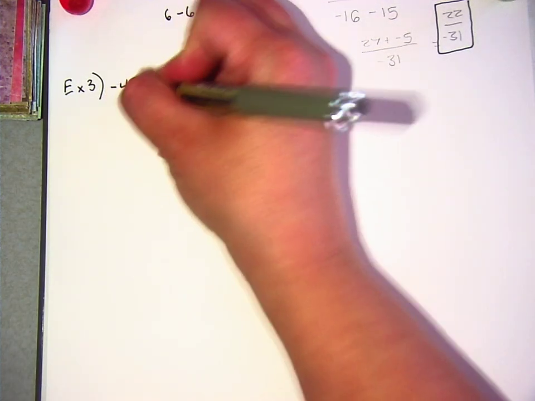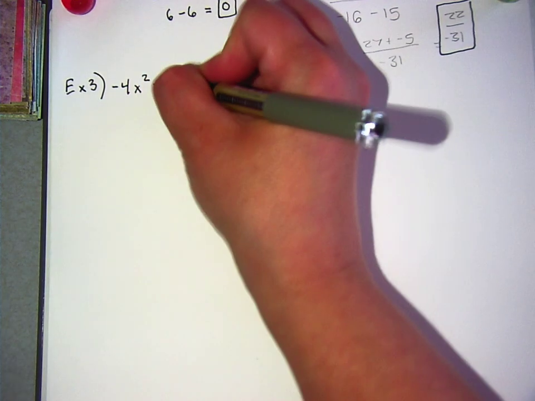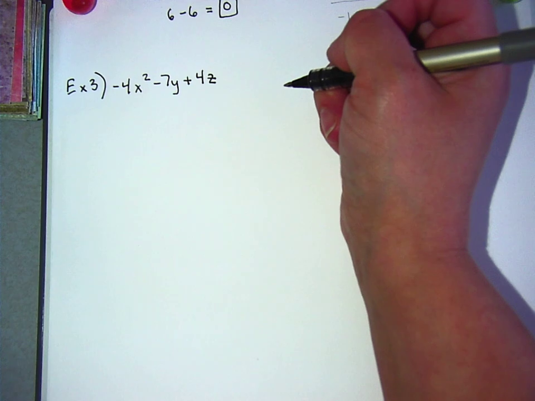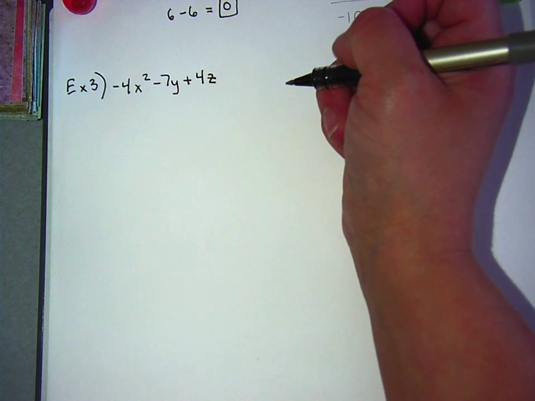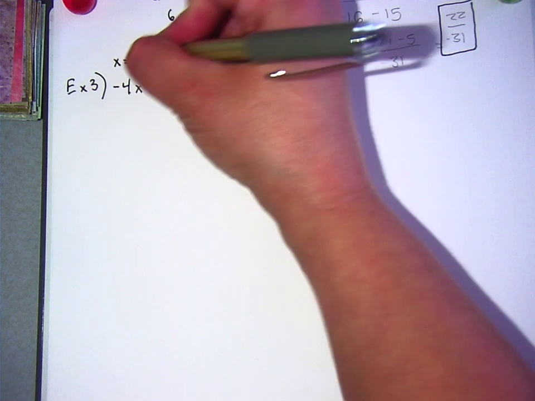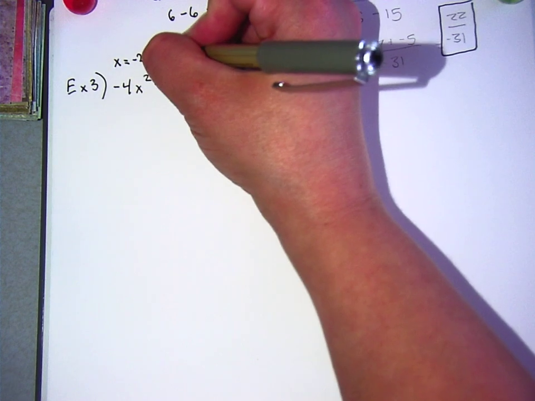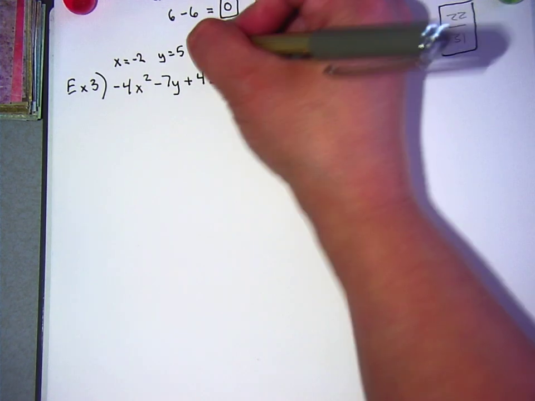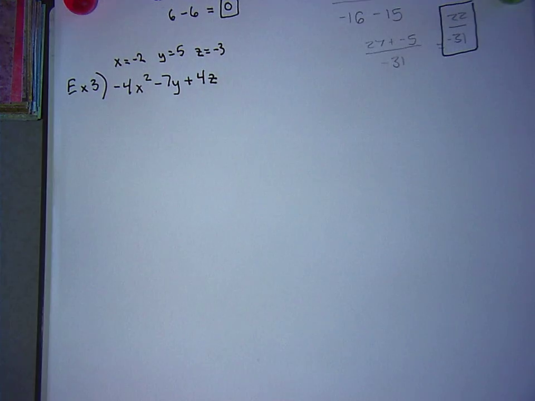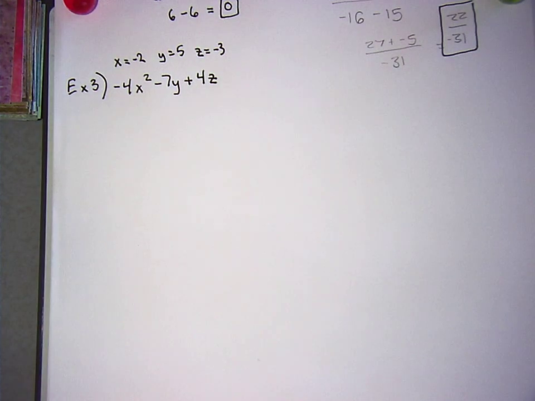Negative 4x squared minus 7y plus 4z. Don't panic, they're variables. They're just letters. It's not a big deal. In fact, this problem is pretty easy because now I'm going to say x is negative 2 and y is 5 and z is negative 3. So what should I do if I tell you, first of all, what is a variable?